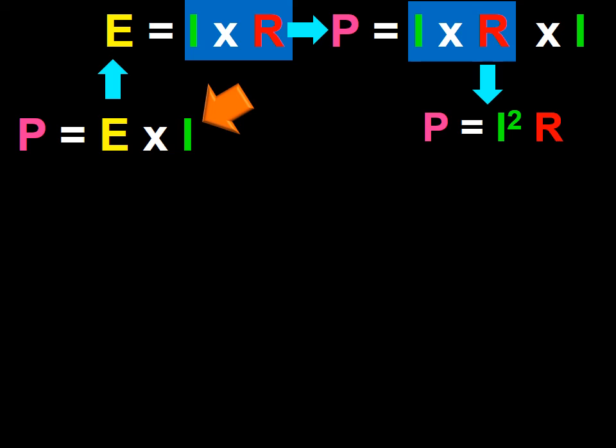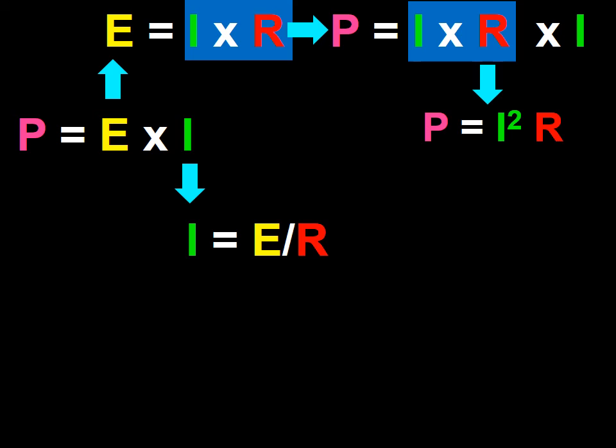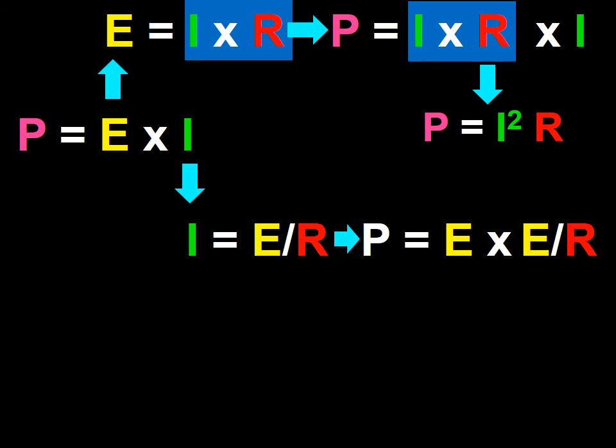On the other hand, if we choose to work with I, and again recall Ohm's law that states that current is equal to electromotive force divided by resistance, we can represent P as electromotive force times the result of the division of E and R, which can further be reduced to E to the second power divided by R.